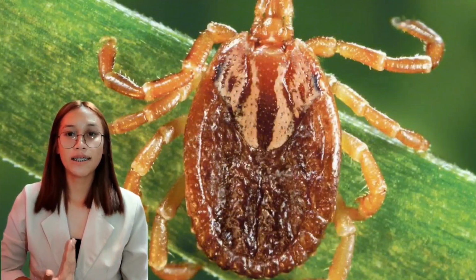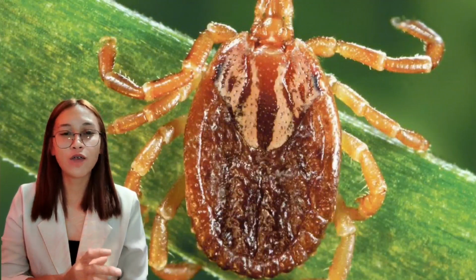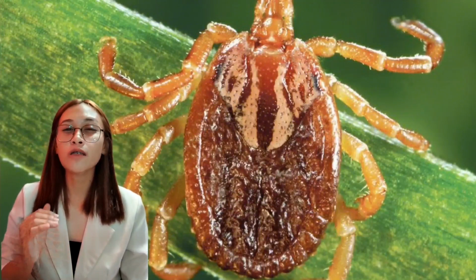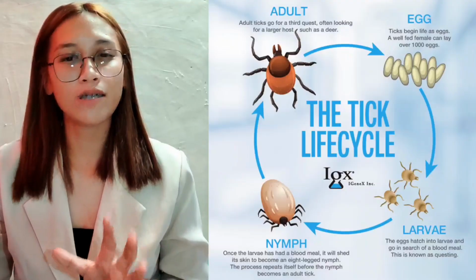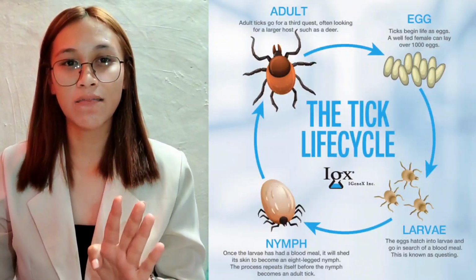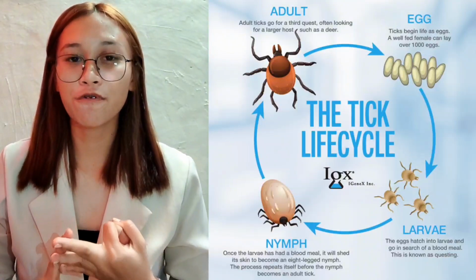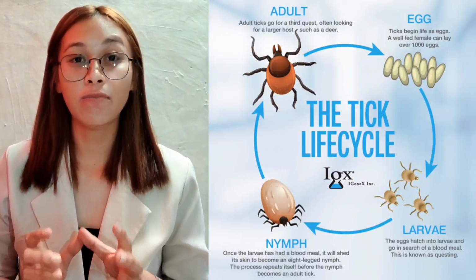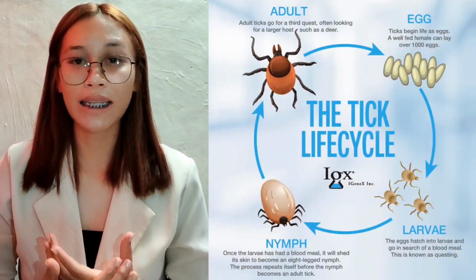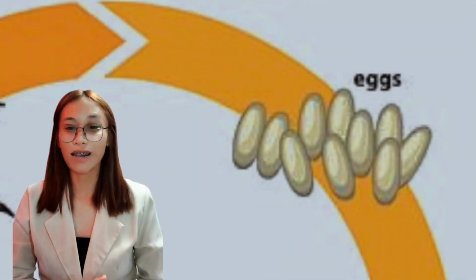We humans have what we call the life cycle, from fetus and so on. Also, these ticks have a unique life cycle. They typically consist of 4 stages: the egg, larva, nymph, and adult. This cycle can take several months to years to complete, depending on the species and environmental conditions. Here's an overview of their life cycle.